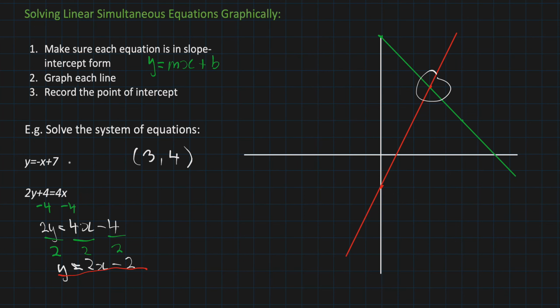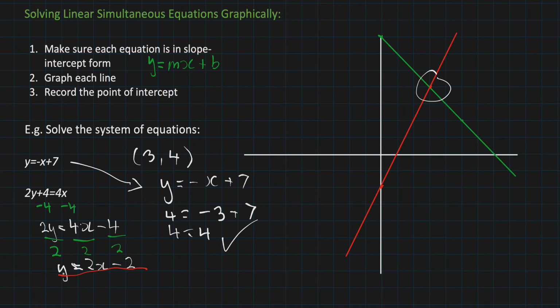So let's look at this first one here. So if I substitute in to y equals negative x plus 7, they should work out. So if y is equal to 4 and x is equal to 3, I'm going to end up with 4 equals minus 3 plus 7. Oops, sorry. Plus 7. So minus 3 plus 7 is 4. So 4 equals 4. That works.